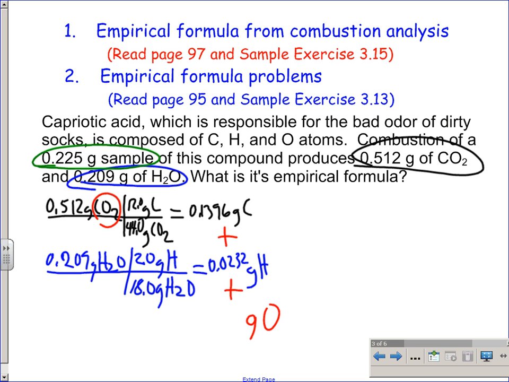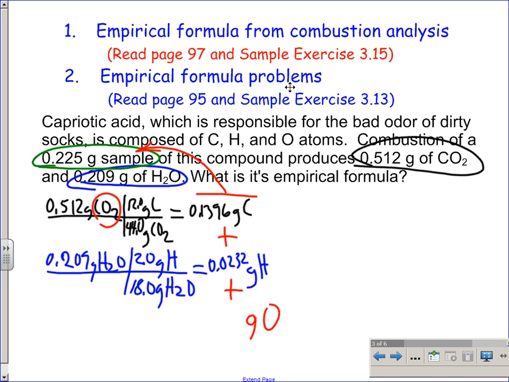And if we want to find the grams of oxygen, we know these three things are going to add up to this. So A plus B plus C, grams of carbon plus grams of hydrogen plus grams of oxygen, I know has to equal 0.225 grams. So I can add these two together and then subtract them from 0.225, and I can determine what my grams of oxygen is going to be.